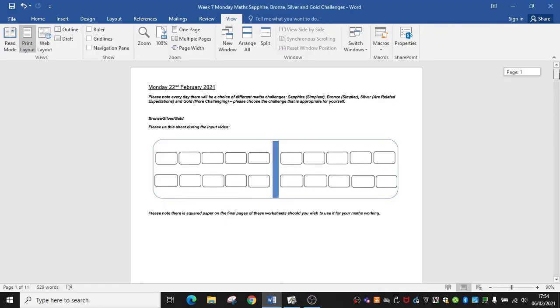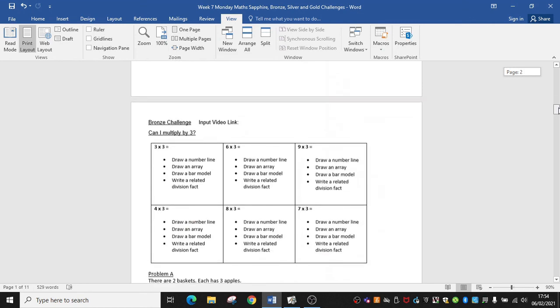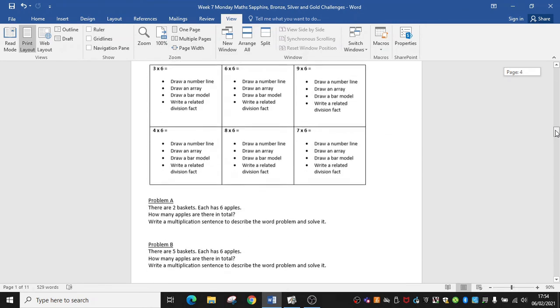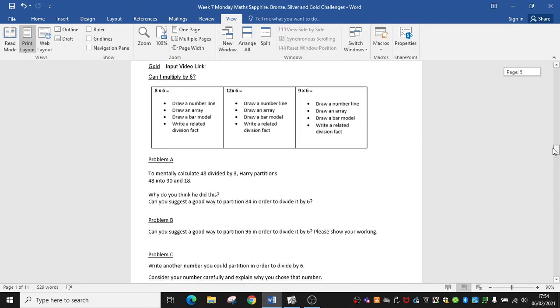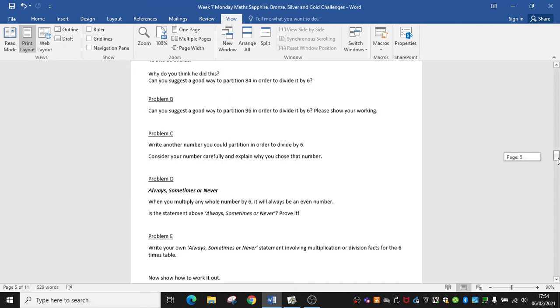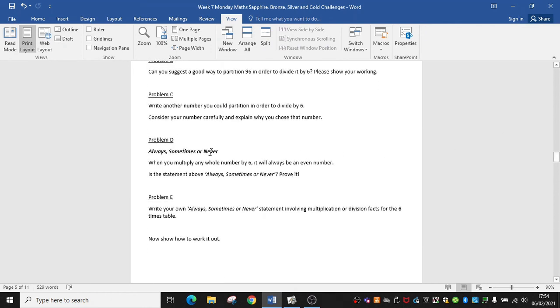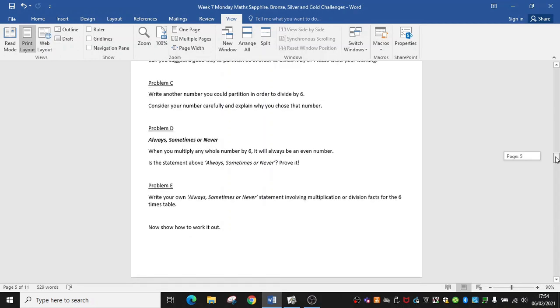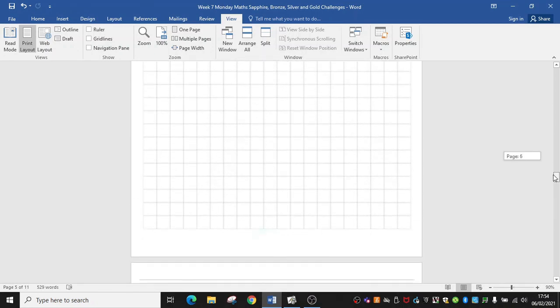So, lots of challenges here then, guys, to have a go at. There's the bronze and the silver, who hopefully have already started their work, and then the gold. You've got various problems here to have a look at. Read them carefully. Again, you have done these always, sometimes, never problems at school before. The key thing today is show your working, and there's square paper to help you if you need it.